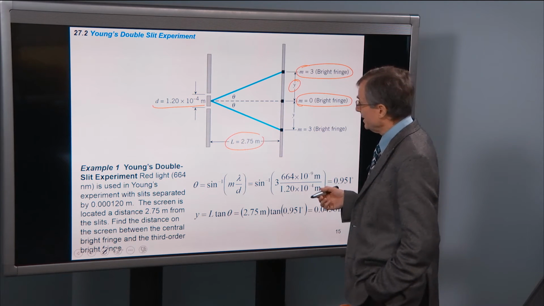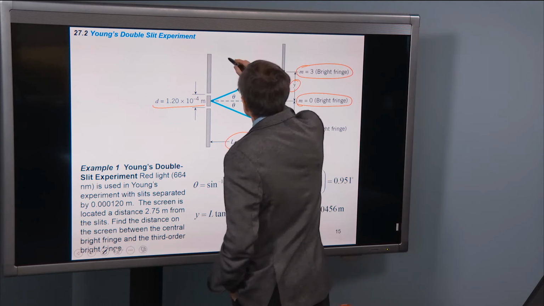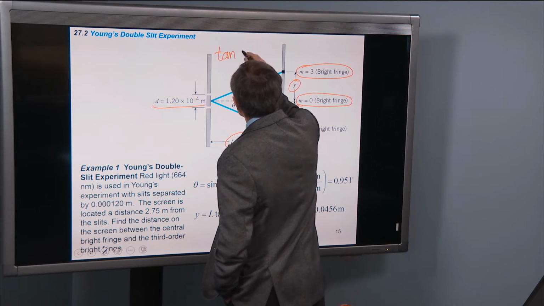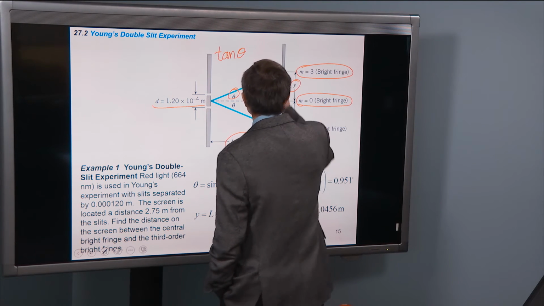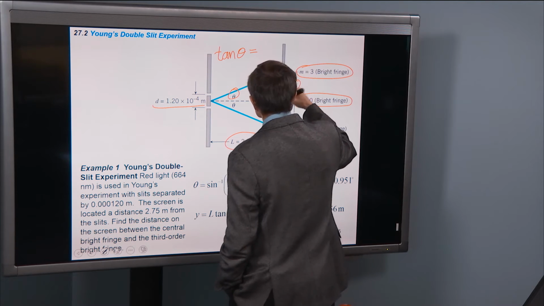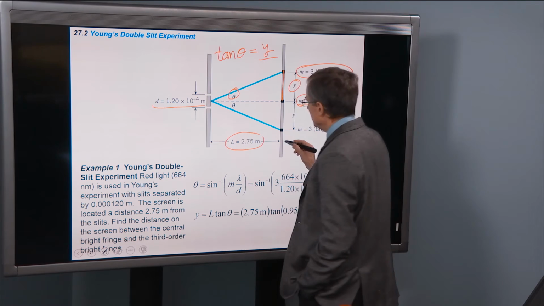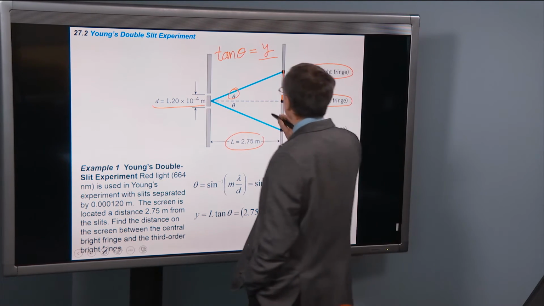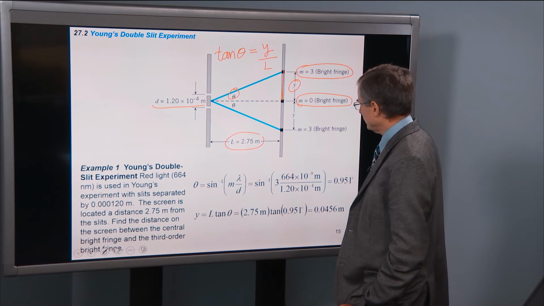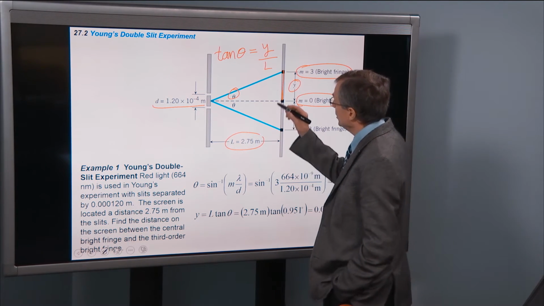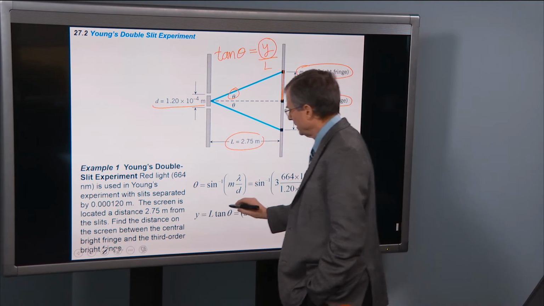Well, one nice thing about this is that we can, from this triangle, see that the tangent of this angle here, the diffraction angle, or the interference angle, is the opposite over the adjacent. The opposite side is y. The adjacent side we're calling L here. And so that is shown, if we solve this for y by multiplying both sides by L, then that gives this equation here.